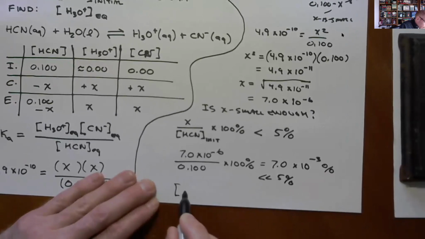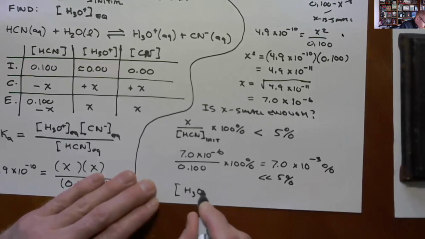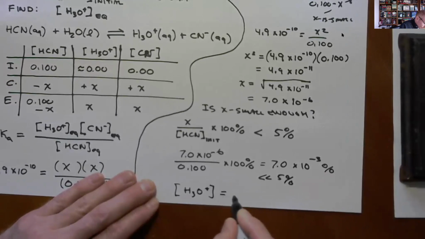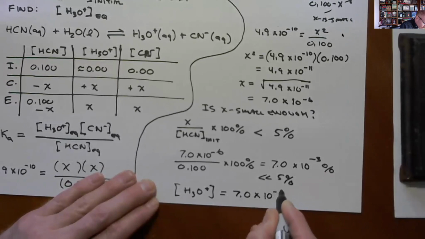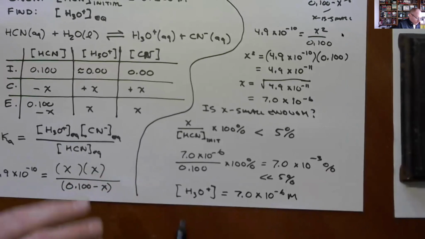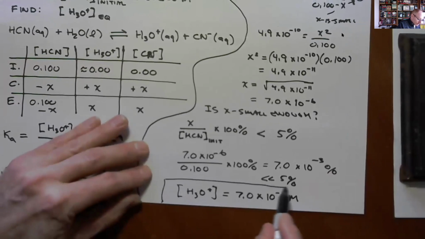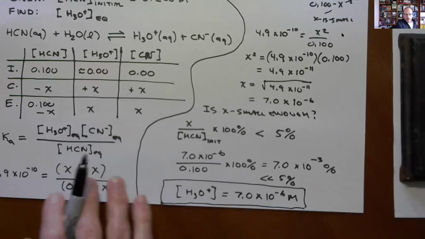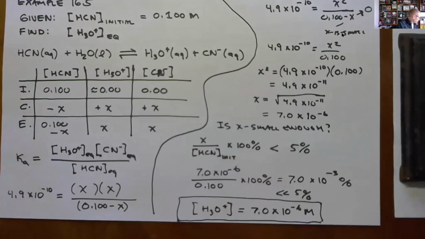And at the end of the day, our hydronium concentration is 7.0 times 10 to the minus 6 molar. So that's what we were asked to find. Look at that. Such are the problems of using Sharpies here.